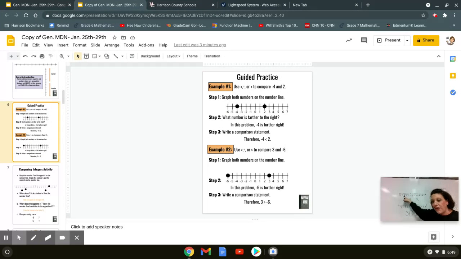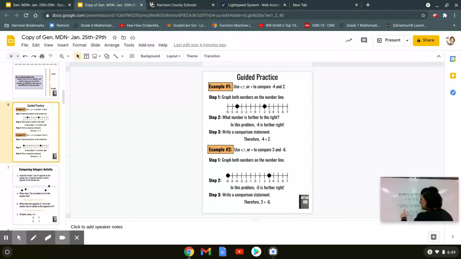Notice -4 is way over here. +2 is way over here. So the number further to the right is the bigger number. Think of it this way. I would rather have $2 than to owe $4. -4 is smaller than +2. For some of us, that's common sense. For others of us, we're going to really have to struggle and think through that, okay?